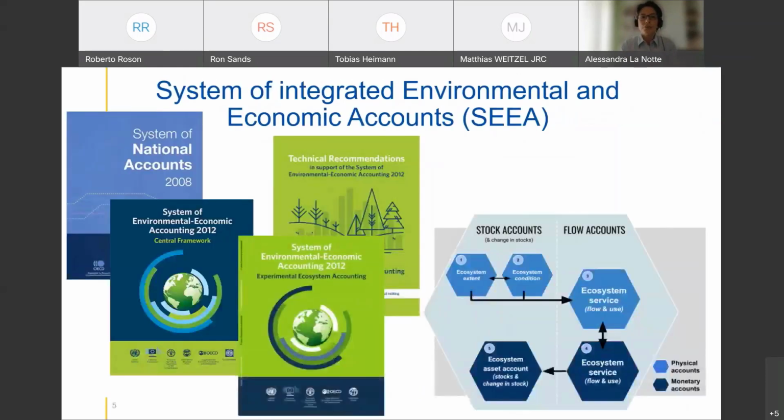This is possible thanks to the System of Integrated Environmental and Economic Accounts. Maybe most of you are aware of this system. They started working on the SEEA system at the UN in 1993. Recently we also have the ecosystem accounting extension of the SEEA. The main modules of this extension are ecosystem extent, ecosystem condition, and then the ecosystem services supply and use table, which is the module that really relates the ecosystem to the economic accounts.